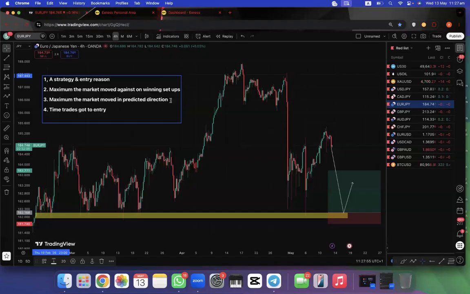Then of course, definitely, the currency pairs have to be there. Now, the reason why you're recording the time the trades got to entry points is this. You don't know, for some strategies, some strategies work better during the Asian session. Some strategies actually work better during the London session.